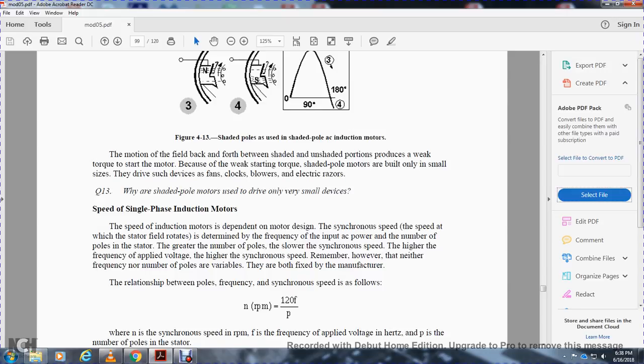Because of the weak starting torque, shaded pole motors are built only in small sizes. They drive such devices as fans, clocks, blowers, and electric razors.